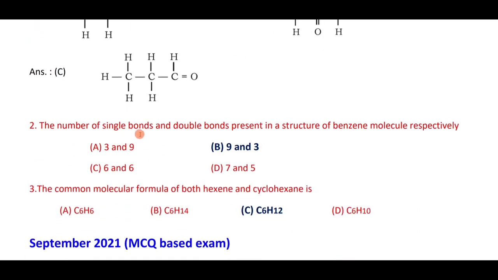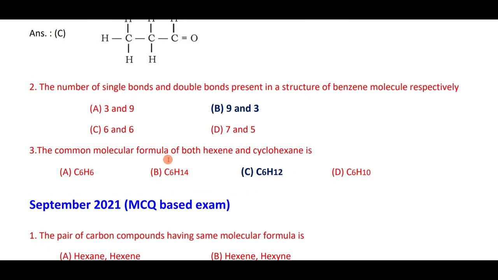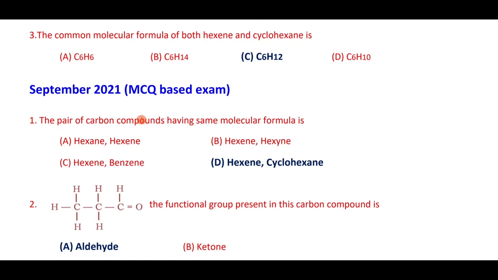The number of single bonds and double bonds present in the structure of benzene. The number of single bonds is 9, number of double bonds is 3. Therefore, the correct answer is option B. The common molecular formula of both hexene and cyclohexane is CnH2n, that is C6H12. The pair of carbon compounds having same molecular formula is hexene and cyclohexane.